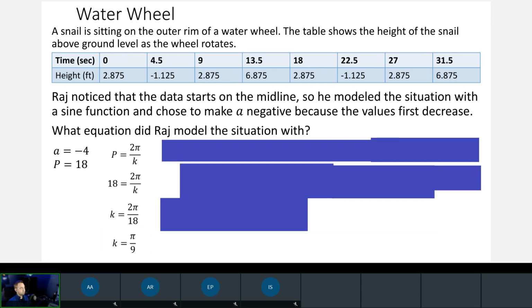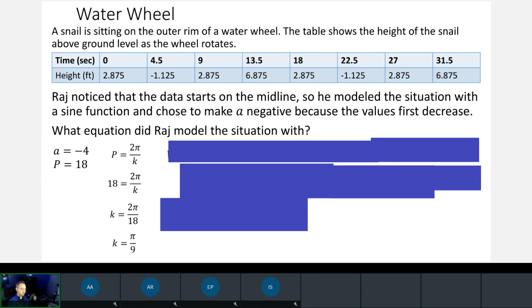Nice job. All right, we're getting closer. All right, now what do we need to figure out? The shifts, yeah. Phase shift and vertical shift. Let's do vertical shift first. That's an easy one. How do I find vertical shift?